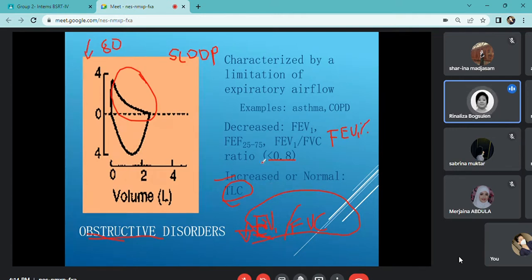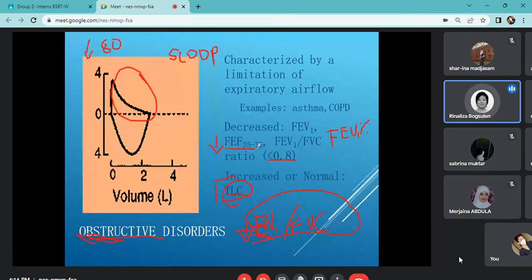Anong flow rates ang titingnan mo? FEF 25, FEF 200 to 1,200. And they are also decreased. Look at your TLC. If it is increased or normal, then that is obstructive lung disorder.